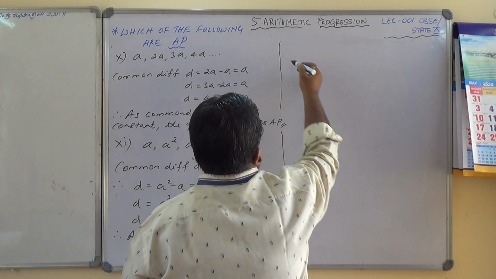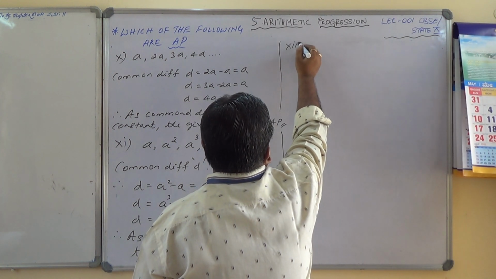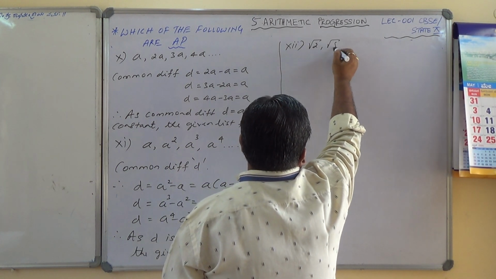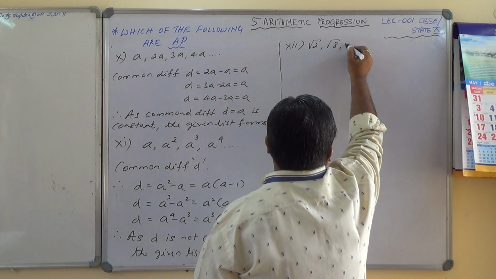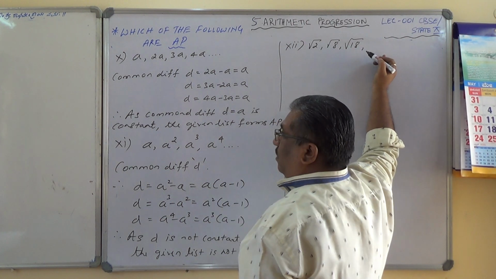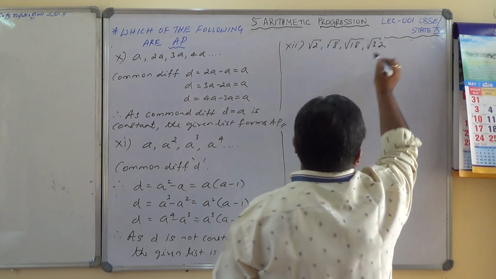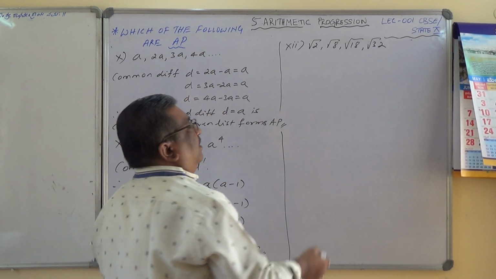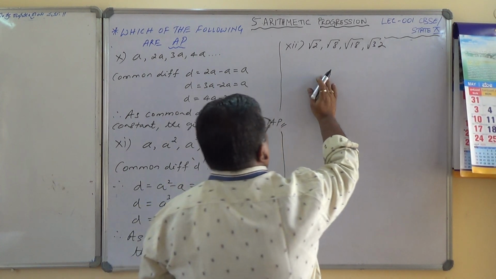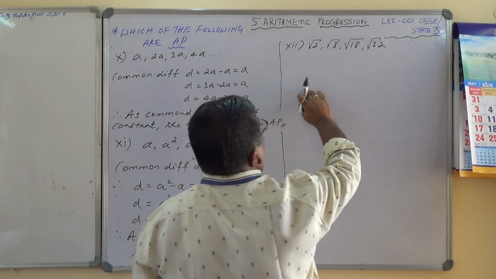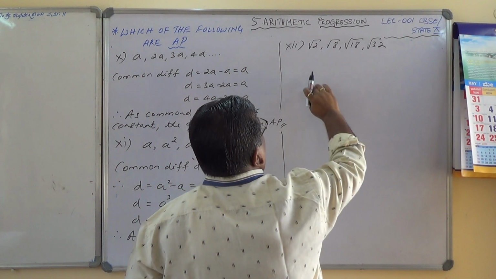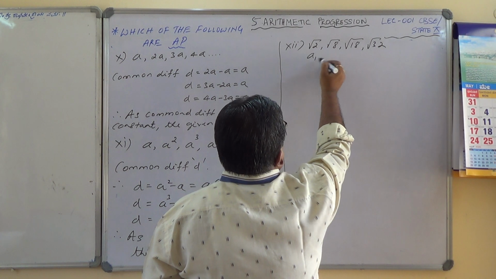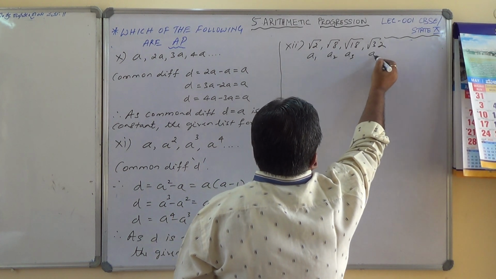12th one: root 2, root 8, root 18, root 32. Everything I would like to express in terms of root 2 here, and therefore let us see whether you can write or not. Or you can find out the common difference directly and check whether it is correct or not. So let this be A1, A2, A3 and A4.